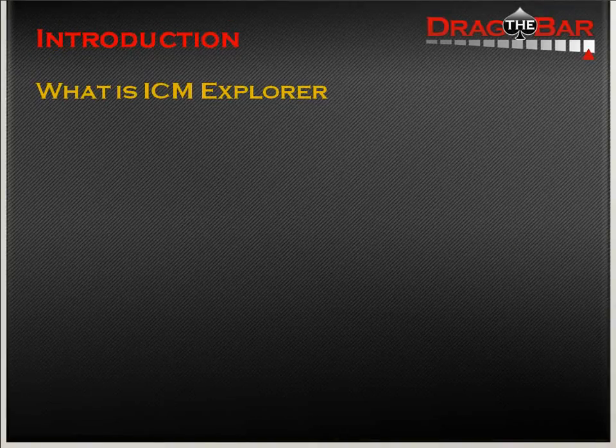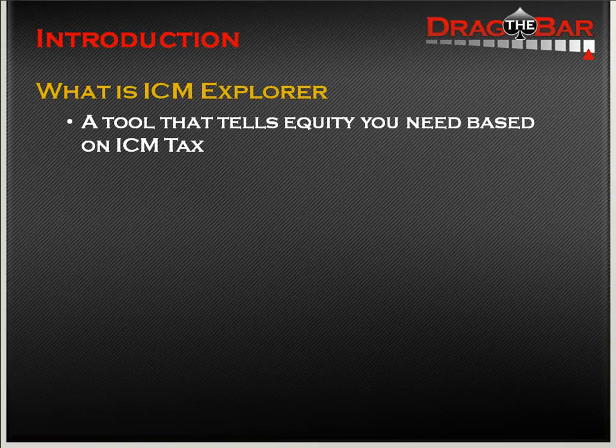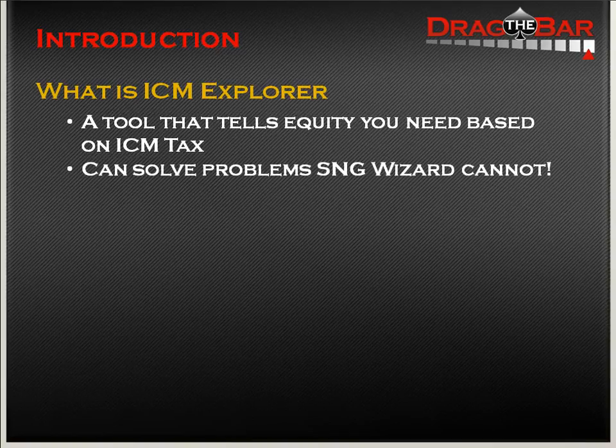So you may be asking yourself, what is ICM Explorer? ICM Explorer is a piece of software that not a lot of people know about, but it's becoming a little bit more popular. It's a tool that allows us to mathematically calculate the equity that we need based on ICM tax. There are some calculators out there for cash games that let you look at the equity you need in different situations. But for sit and goes, we also need to take into account the ICM tax, and because of that, having a specialized tool that lets us do this is useful.